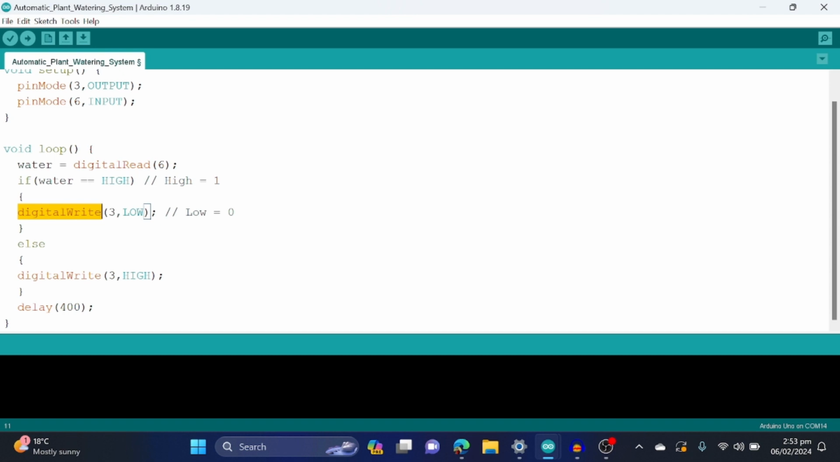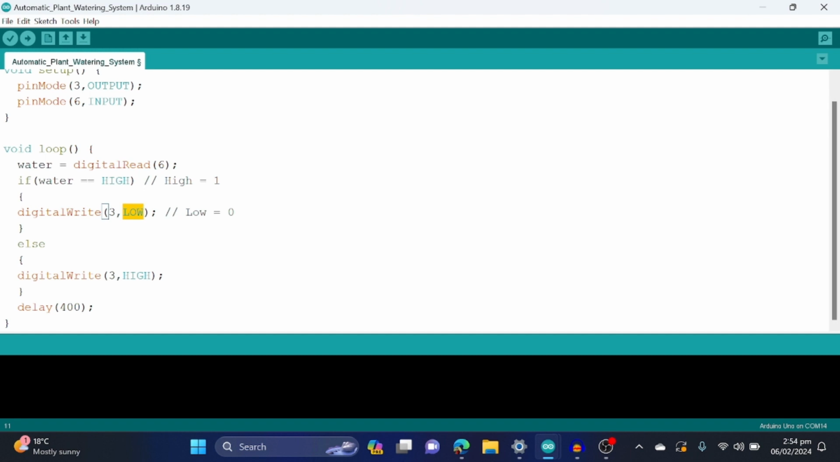This means, simple logic, if the water level is high, we don't need our pump to water the plants. So we are sending the output at pin number 3 as low, so you turn off your pump.